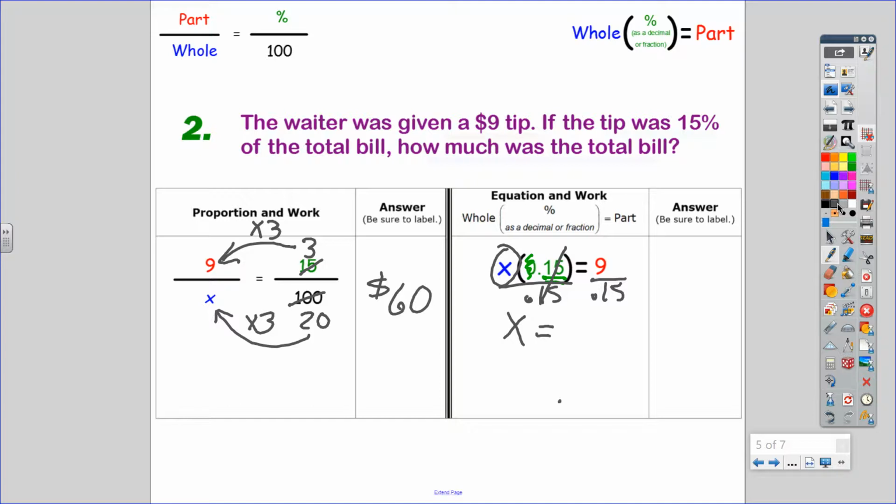So here's where it might get a little messy. Top dog goes in the house, the 9. The 0.15 goes outside. I moved the decimal over 2 spaces, so I've got to move the 9's decimal over 2 spaces, giving me 900. So I'm going to rewrite that a little neater.